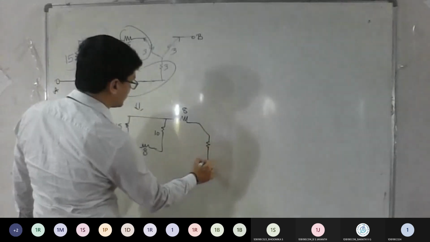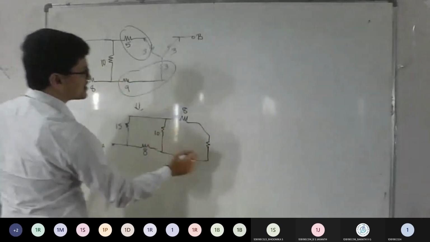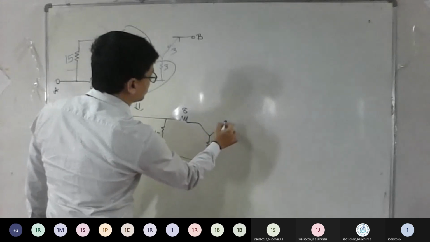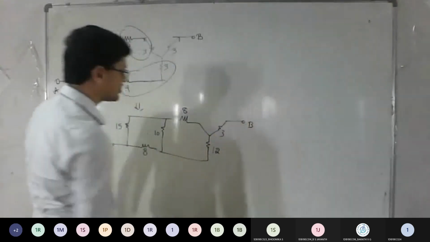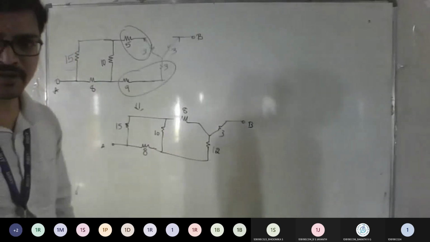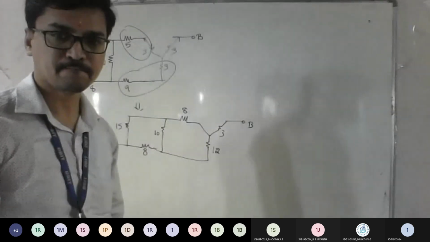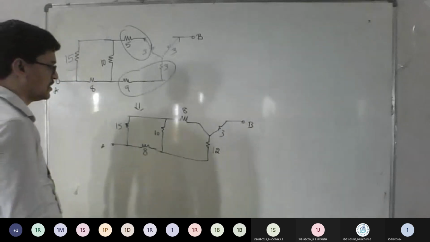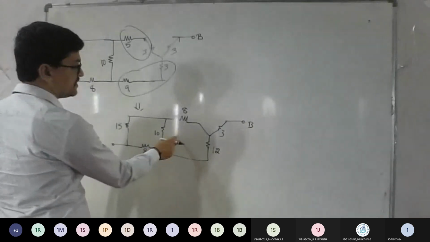So you have one more resistor now. This becomes 12 and one more resistor of 3. So this is how it looks after that simplification. Everyone agree? Yes, sir. Okay. Now tell me what can be done here. Can I convert this, or should I convert this?